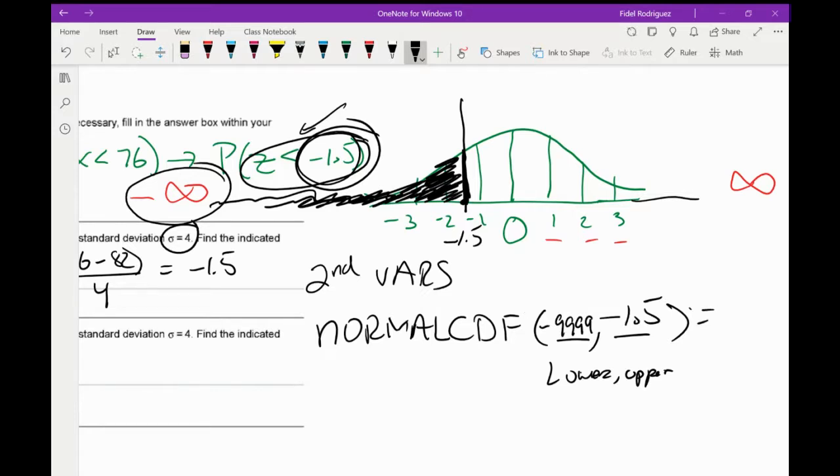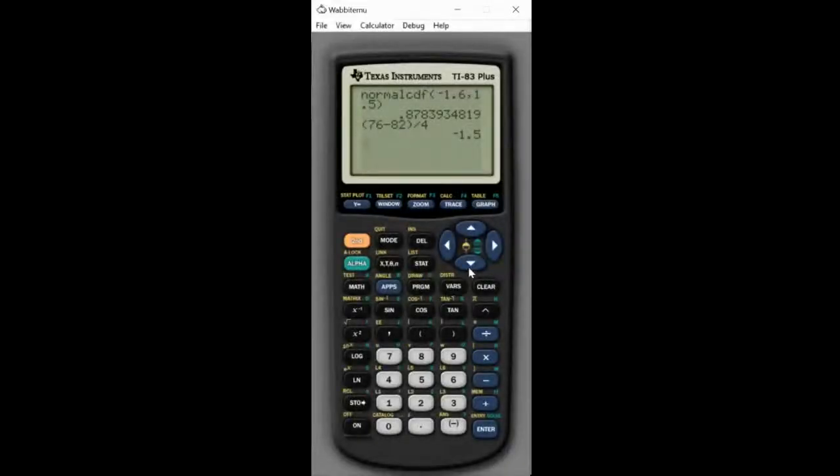Okay? And so I'll do this part on my calculator again. So guys, I'm just going to go second bars, normal CDF, negative 9999, and then negative 1.5. So if I do that on my calculator, so you can always see it, here we go. Let me clear this out. If I go second and then bars, and normal CDF, and I go negative and a whole bunch of nines, right? Maybe 4 of them. And then negative 1.5. And I hit enter, and for these problems, guys, I'm always going to go 4 decimal places. So I'm coming up with 0.0668.